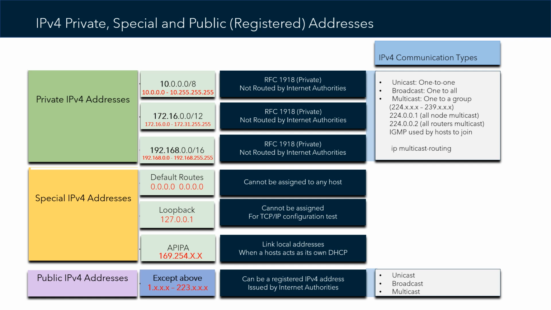IPv4 addresses could be private, special, and registered IP addresses. Private IPv4 addresses are the following: any IPv4 address starting with 10, any IPv4 address from 172.16 through 172.31, and any IPv4 address with the first 2 octets of 192.168. Those are considered private IPv4 addresses and you cannot go to the internet with them.